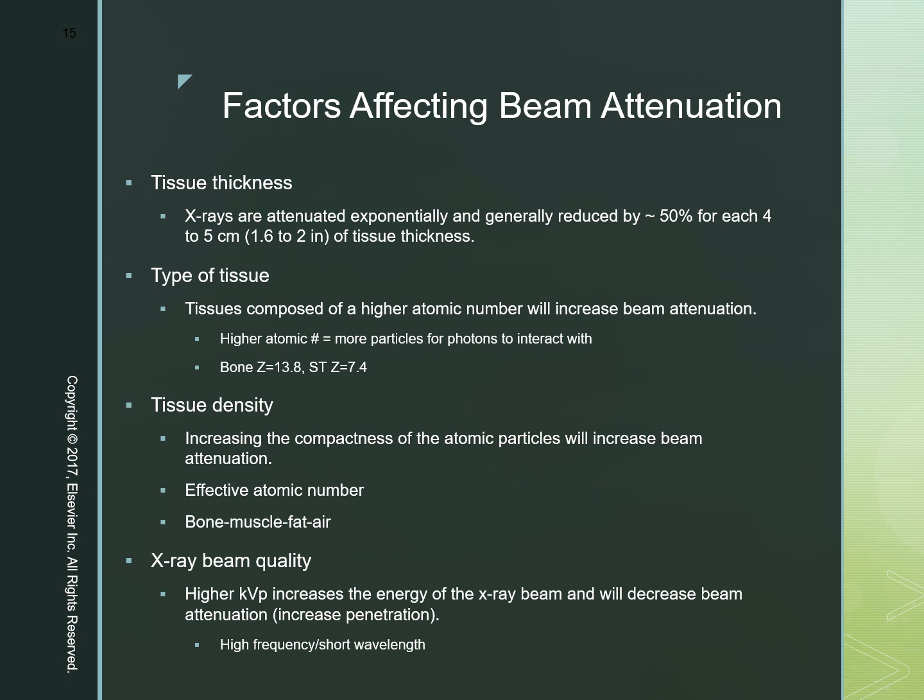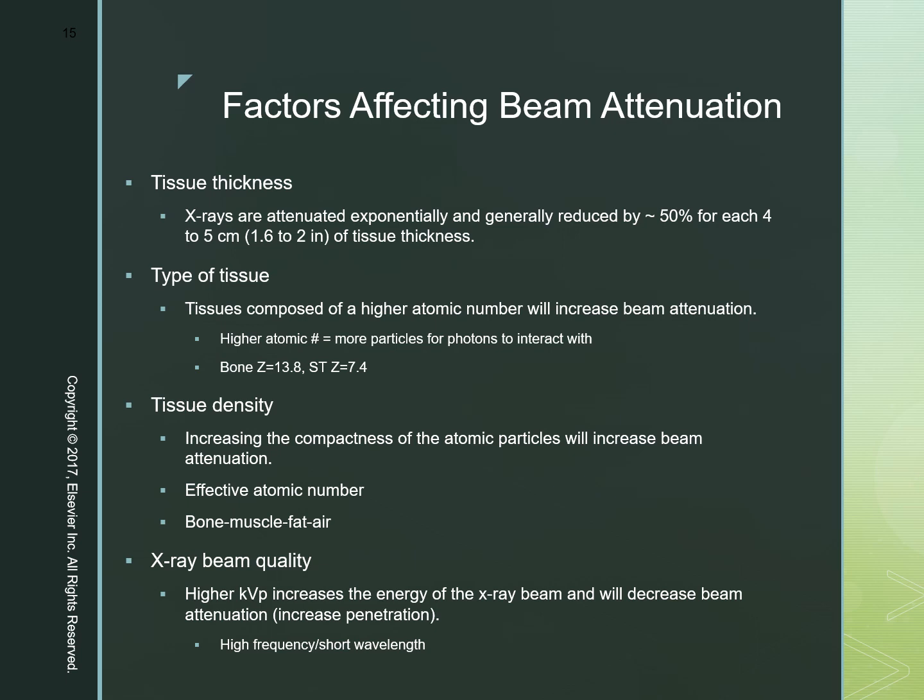Now, the type of tissue is also going to affect our attenuation. As we just spoke about, higher atomic numbers mean more particles, more photoelectric interactions, and just more electrons in the tissue, which would indicate a higher probability of interactions. For example, bone, if we averaged all of the atoms that make up bone tissue, has an effective atomic number of about 13.8, whereas if we averaged all of the atoms that make up the cells of soft tissue, it would have an effective atomic number of 7.4.